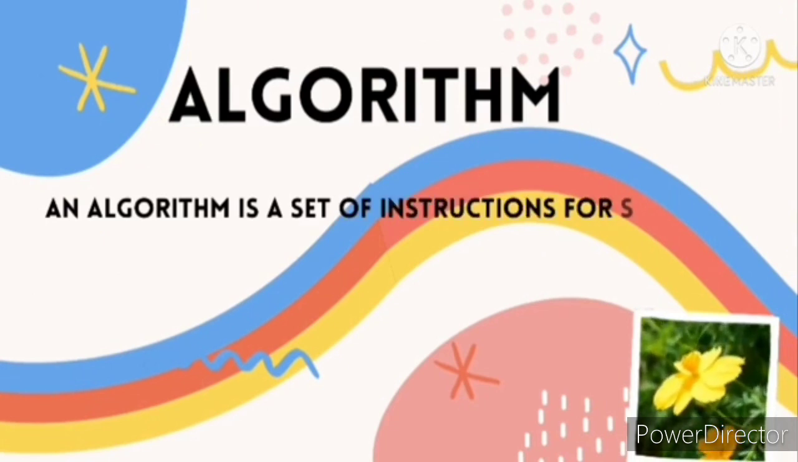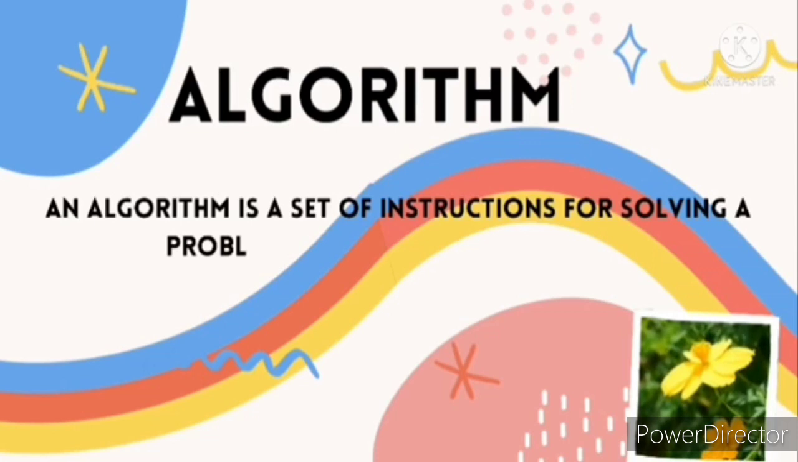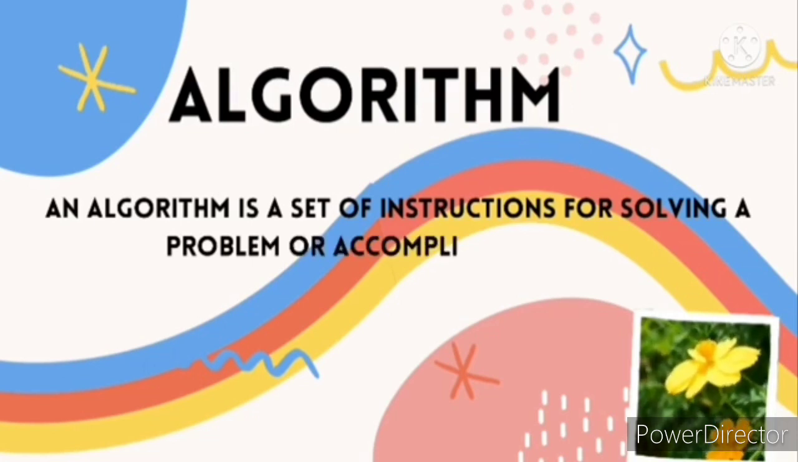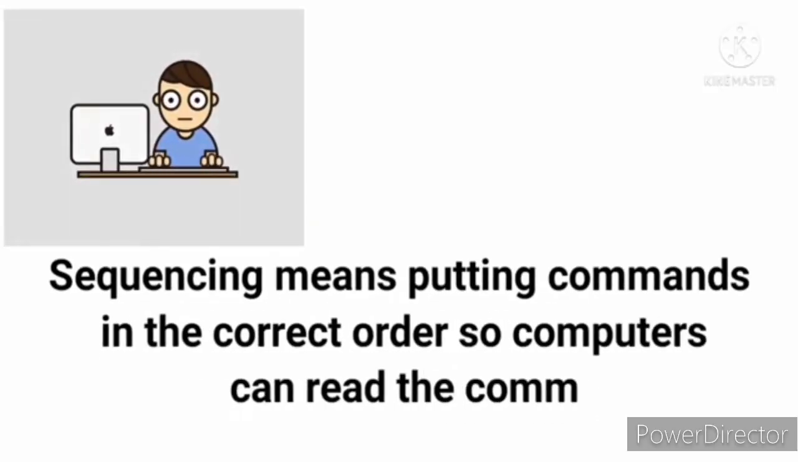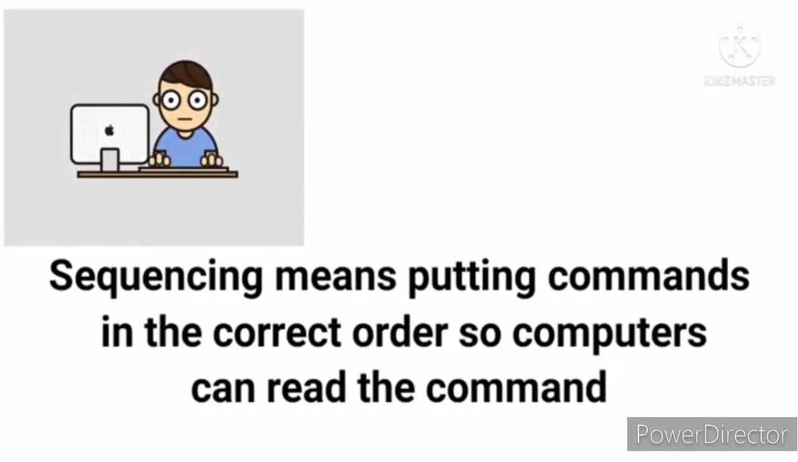Another is algorithm. An algorithm is a set of instructions for solving a problem or completing a task. Lastly, let's look at sequencing. This means putting commands in the correct order so computers can read the commands.